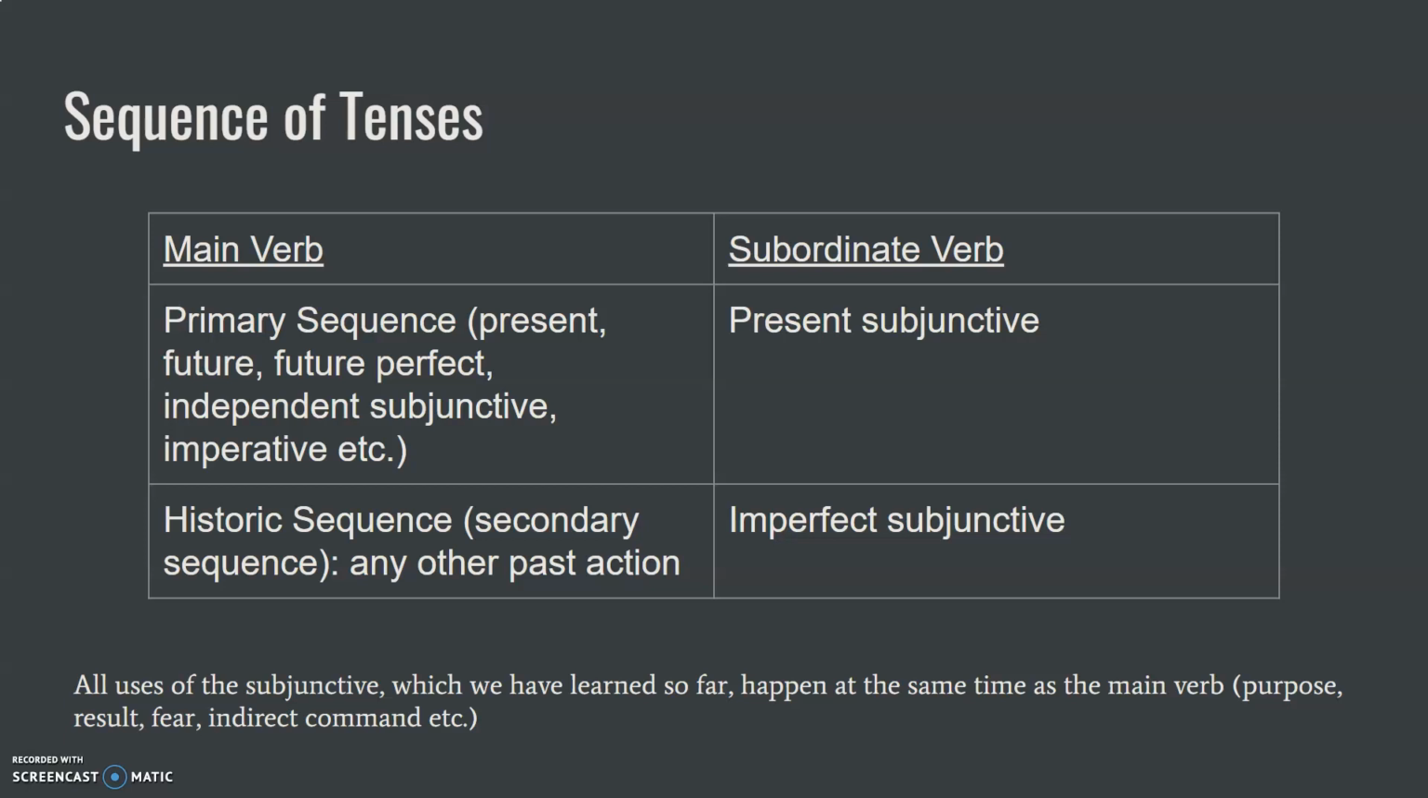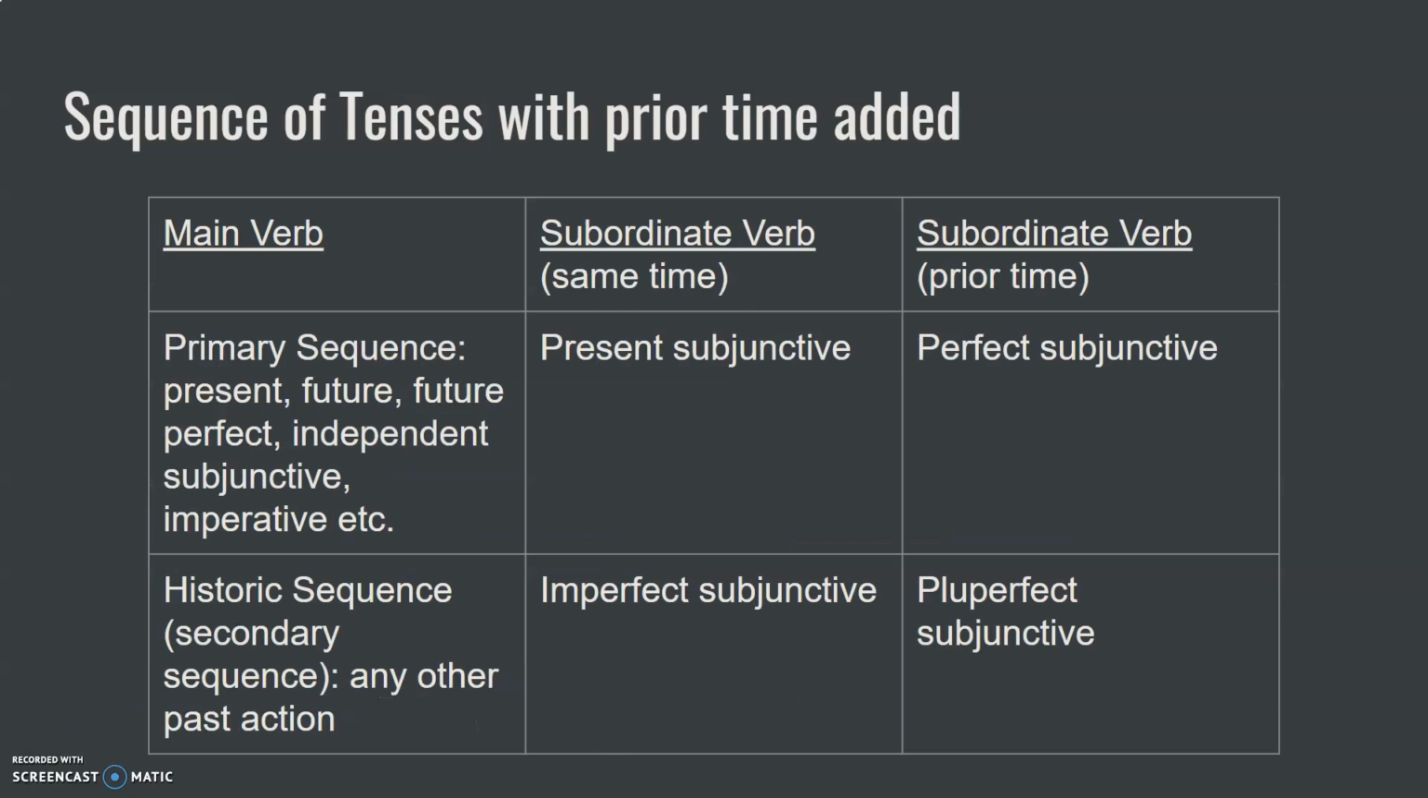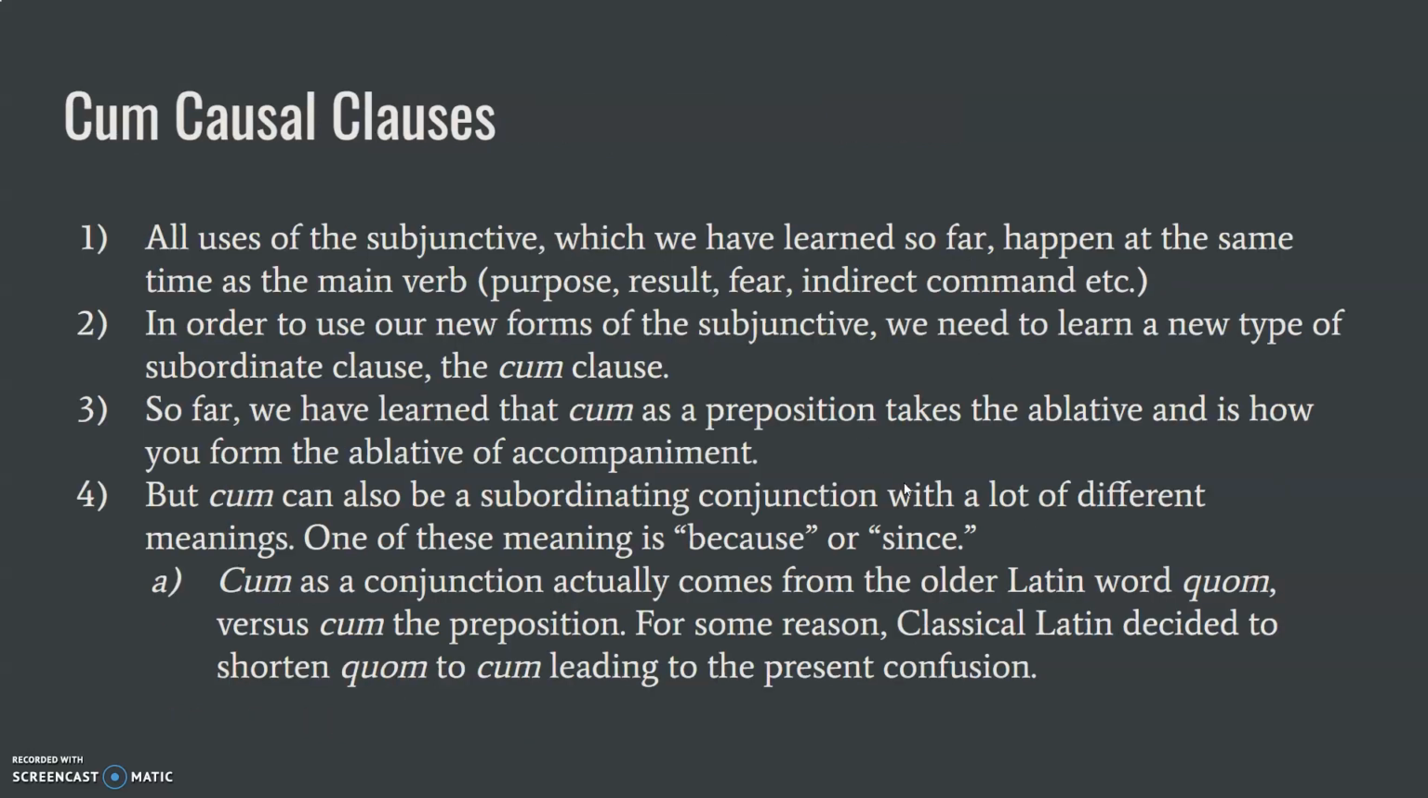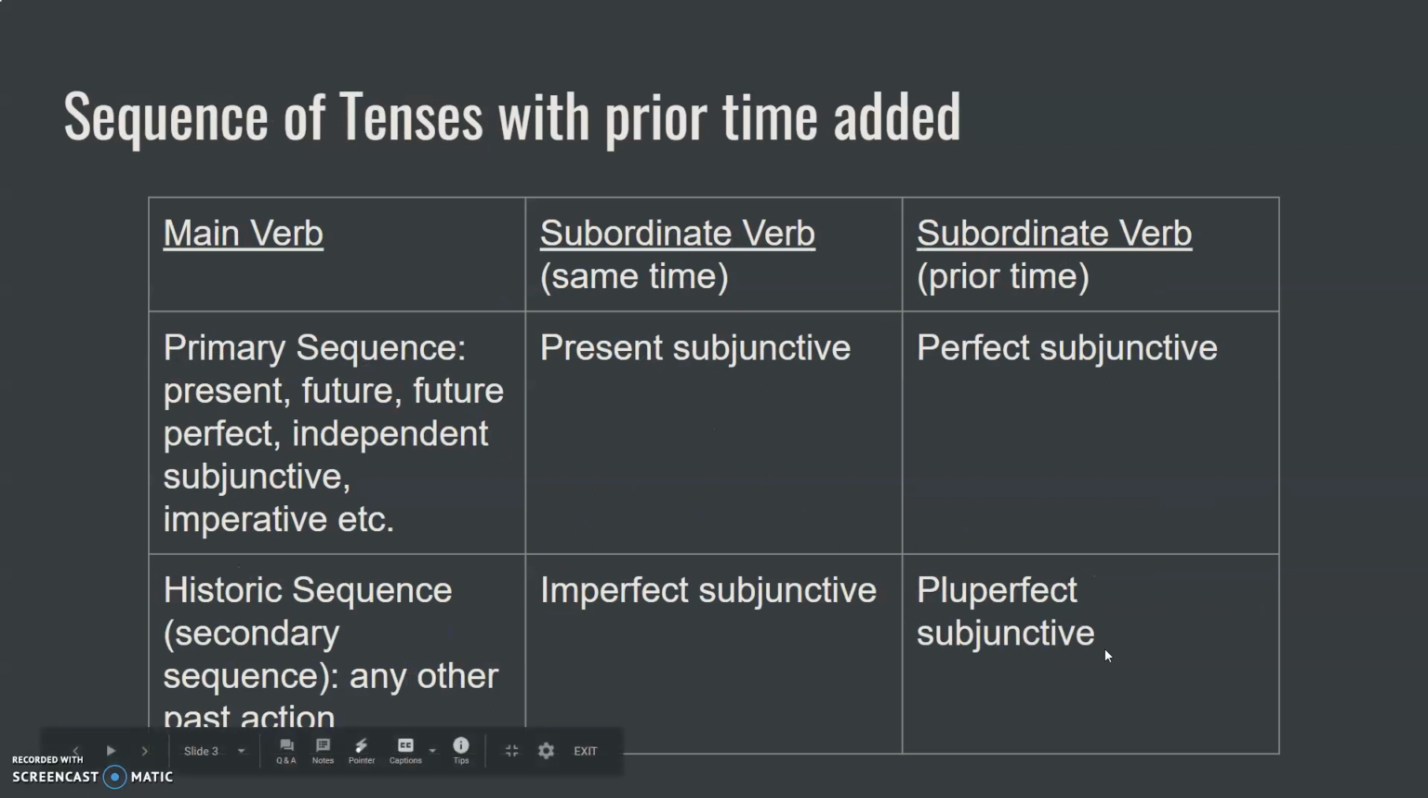But there are other uses of the subjunctive which will give us actions that occur before the main verb. And so we have to expand our sequence of tenses chart and add prior time. And you'll notice under prior time over here, that's where we have our perfect subjunctives and our pluperfect subjunctives. So, primary sequence, once again, that's present, future, future perfect, independent uses of the subjunctive, imperatives, all of those.